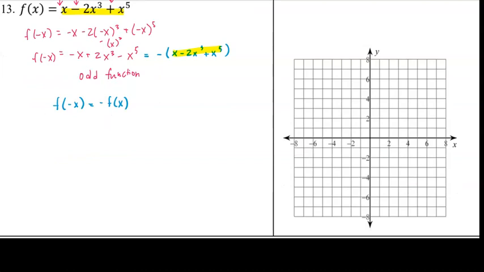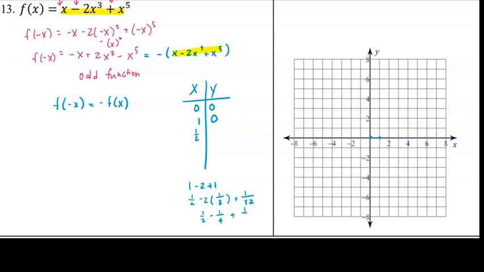Okay, so let's go ahead and graph this. Let's make our table. There's no asymptotes. Start with 0, 0. Then 1: it's going to be 1 minus 2 plus 1. That's going to be also 0. So 1, 0. Let's try a point in between and see what happens. Okay, let's try 1/2. And that is going to give you 1/2 minus 2 times, is it 1/8, plus 1 over 32. Then it'd be 1/2 minus 1/4 plus 1 over 32.